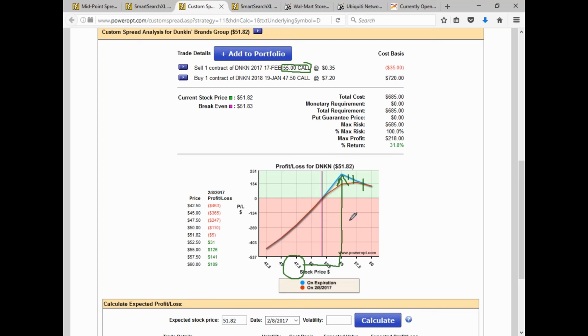It still only has a delta of 0.8, so you're losing more as the stock continues to move up until your long option eventually gets to a delta of 1. Then you're not gaining or losing anything. All right. But that is the target price.